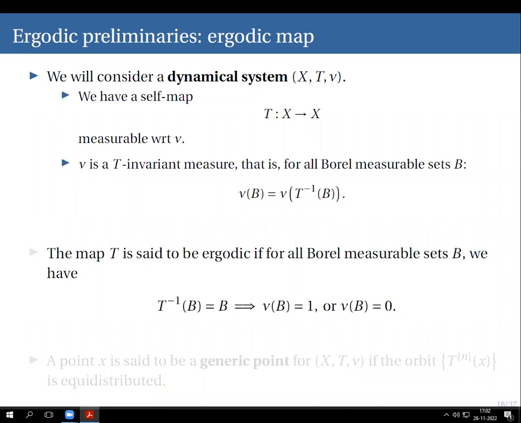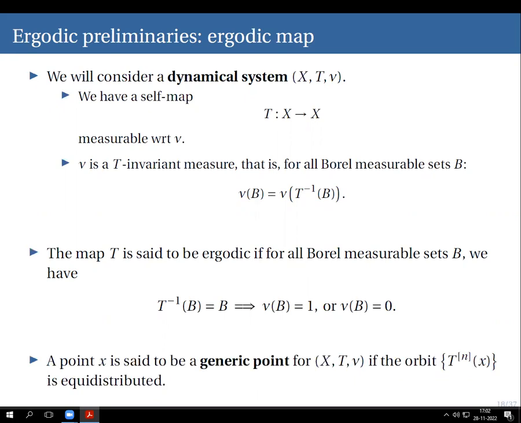This measure is a T-invariant measure. That just means that the measure of a measurable set is the same as the measure of its inverse image. And a map is said to be ergodic if it satisfies the following property. If you have a measurable set B whose inverse image is B itself, then it has to be either the whole thing or an empty thing; measure theoretically, the measure of B has to be 1, or the measure of B has to be 0.